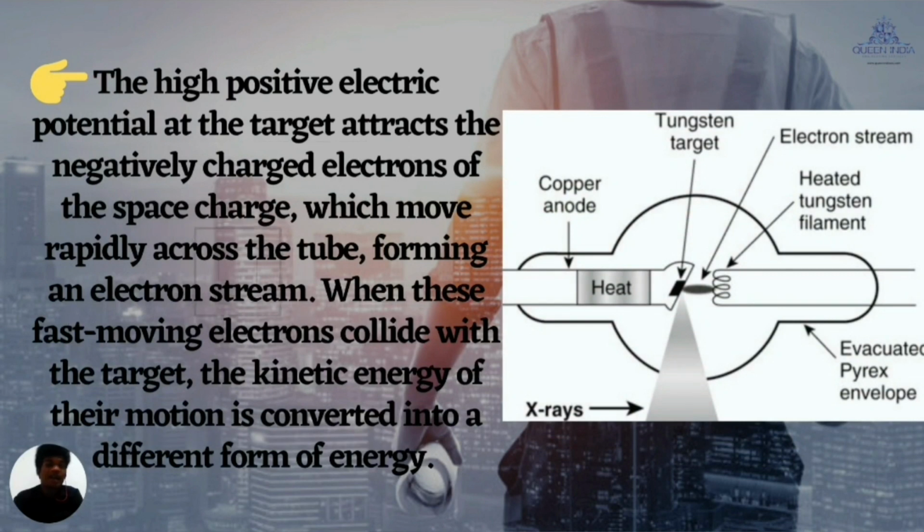We know that the electrons will be released from the cathode filament. Now the anode, which is positively charged, will attract the electrons coming from the cathode filament. When these fast moving electrons collide with the target, the kinetic energy of the electrons is converted into different forms of energy like heat and X-rays. Here it should be noted that the target material should have a high melting point to withstand the heat.